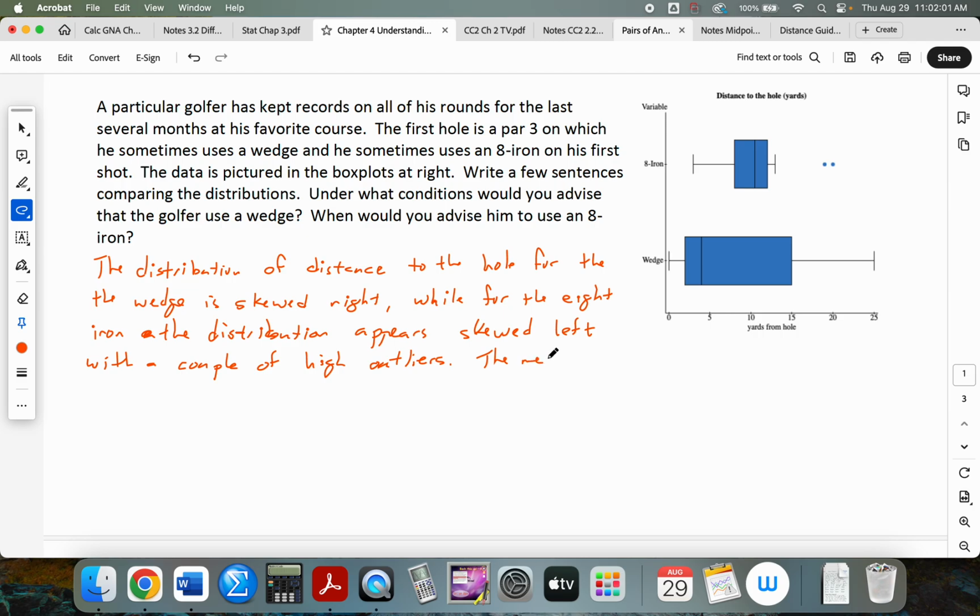So the median distance from the hole is about, let's see, I'm going to say about 11 yards for the 8-iron. And about, well, I'll say it's about 4 yards for the wedge.